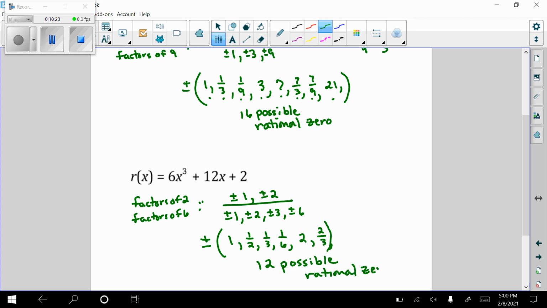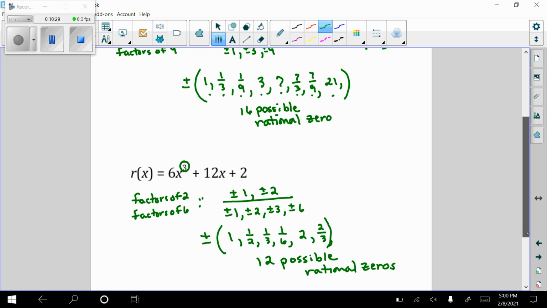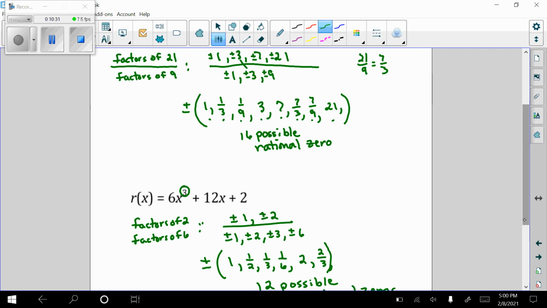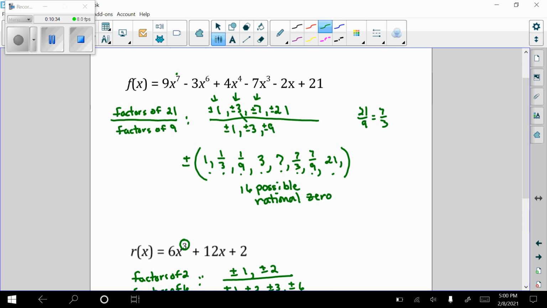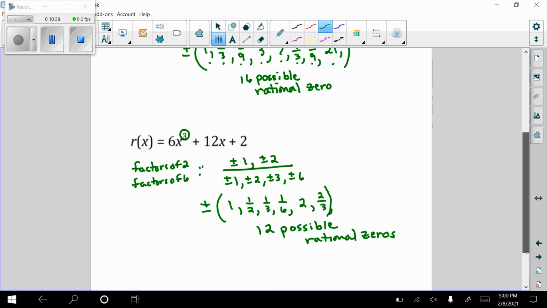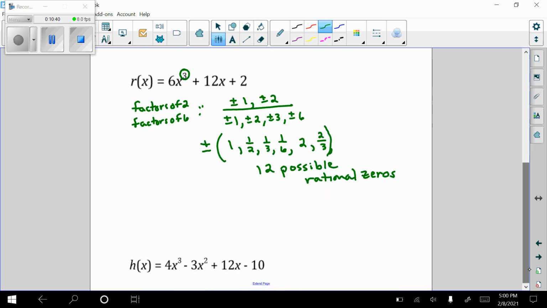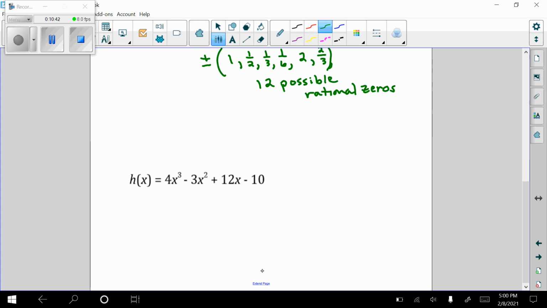If you recall, the degree tells you how many zeros you're going to have total. So you've only got 3 on this one, and this one would have 7. Some of them can be irrational, and some of them can be imaginary. So that list will only help you break down rational zeros.